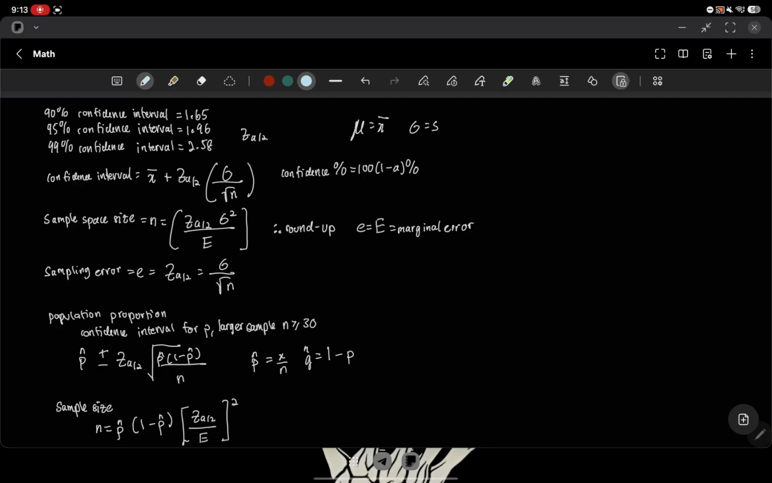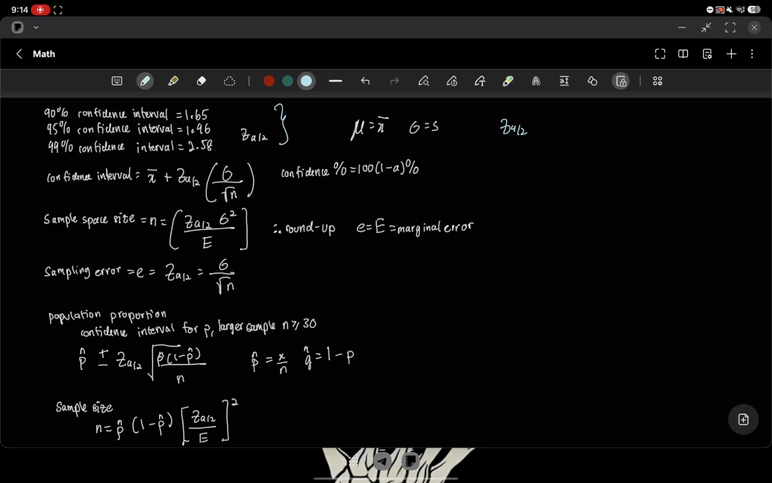First and foremost, we need to know the confidence level interval. For each, we have the Zα/2. If it's a 90% confidence level, we need 1.65 as our Zα/2. If it's 95%, it's 1.96. If it's 99%, it's 2.58. So that is the first thing that we need to be familiarized with.